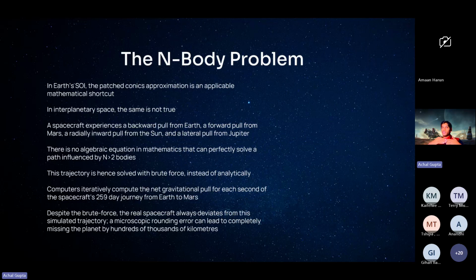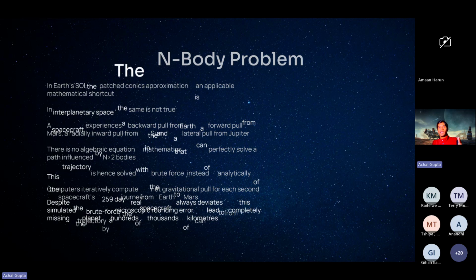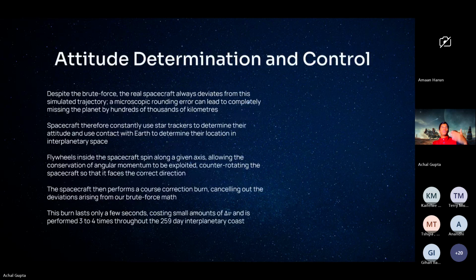So they'll calculate where the spacecraft will be a microsecond later, then look at all the forces and calculate where it'll be a microsecond later, and repeatedly do this for the 259-day time it takes to get from the Earth to Mars. The problem is, because we're estimating to some sense, right? We're skipping ahead a microsecond or a second in an interval. Eventually, those minute errors add up, and we could end up missing the planet by a bunch.